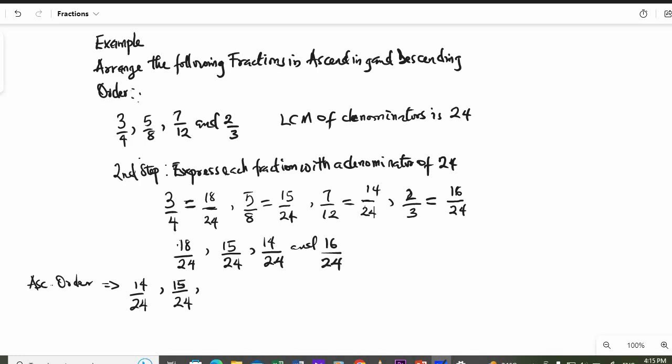The biggest after 15 is what? 16. So we'll say 16 over 24. And the biggest after 16 is what? 18. So we'll say 18 over 24. So to arrange these fractions in ascending order, this is what we do, and then we simply remember these equivalent fractions are representative of what?